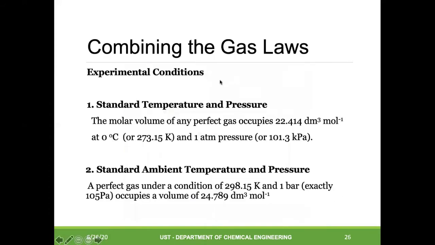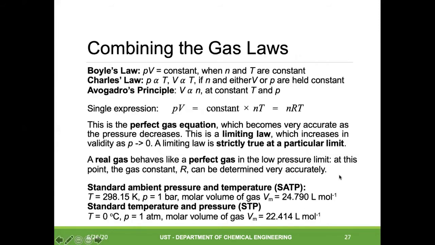Now take note of the experimental conditions. STP is standard temperature and pressure. The molar volume is equivalent to 22.414 cubic decimeter per mole. Temperature is 0 degrees Celsius and pressure is 1 atmosphere. SATP, or standard ambient temperature and pressure, is equivalent to 298.15 Kelvin and pressure equal to 1 bar, and occupies a volume of 24.789 cubic decimeter per mole.